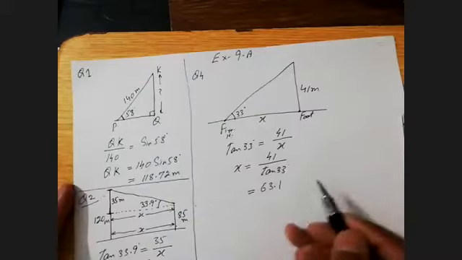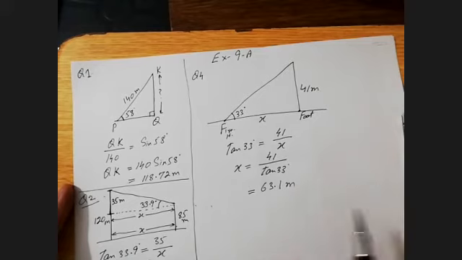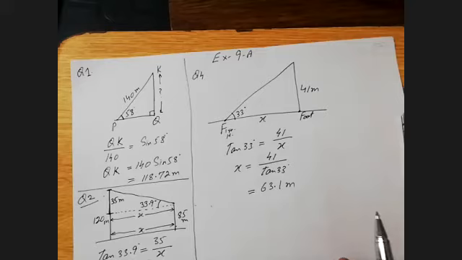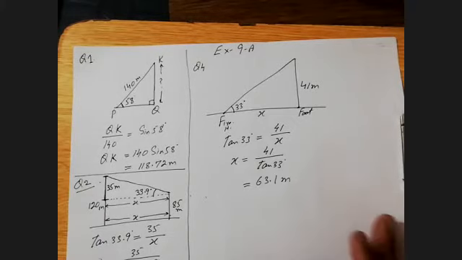The distance is 63.1 meters. Okay, now there is question number 5. Let me read question number 5. Let us see whether you can solve it or not. Okay, this is question number 5, which I am reading before you.